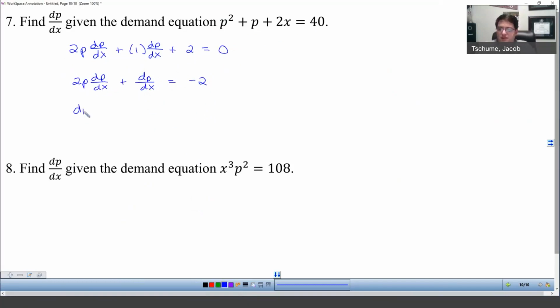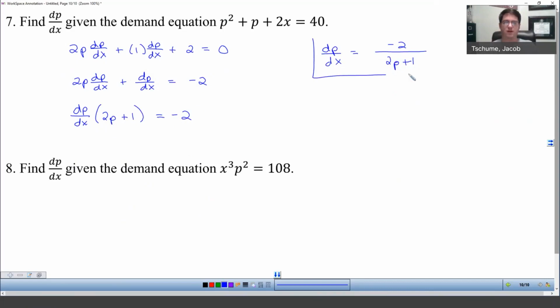I'm then going to factor the dp/dx out of both terms, which leaves a 2p plus 1 left over. And then if I divide both sides by the 2p plus 1, I can say that dp/dx is equal to -2 over 2p plus 1. And this is the derivative of your p function with respect to x. Now, just a coincidence here, we didn't actually end up with an x in our answer. That's just a lonely coincidence there. That's not a set reason why that happened.